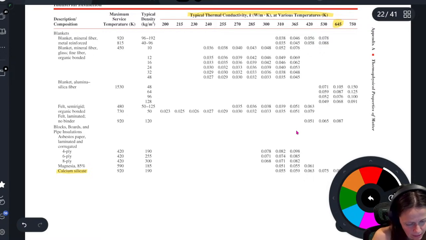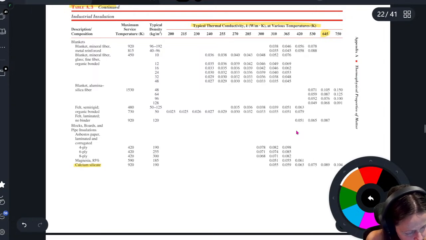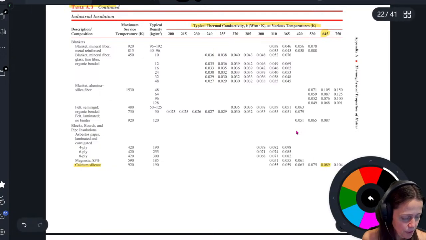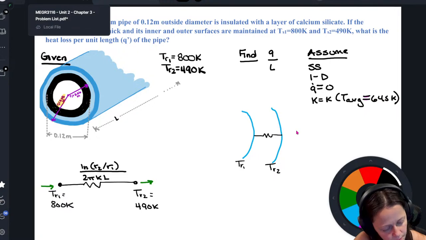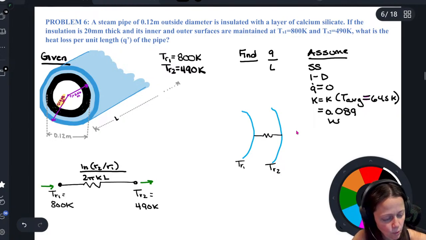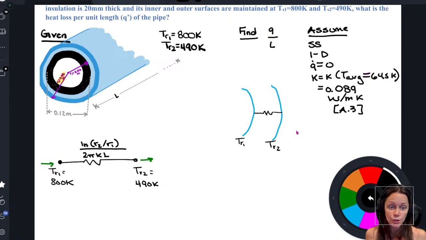That is behind my little color wheel there, so let's minimize this. That guy right there, 0.089. I know it's bad, I'll write it on my thing in just a second. But yeah, 0.089 watts per meter Kelvin. And like I said, this is going to be in table A3. Perfect.